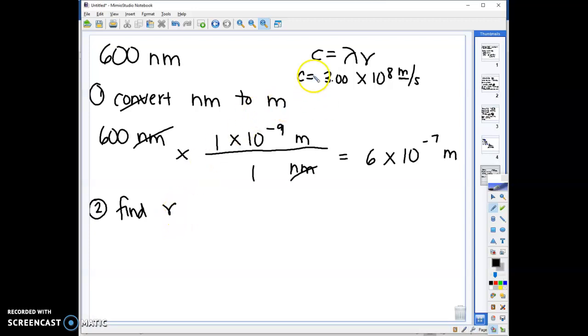In order to do that, I'm going to use my formula, c equals wavelength times frequency. But I need to find my frequency, so I'm going to have to rework this equation. So if I have c equals wavelength times frequency, but I need to solve for frequency, I'm going to divide both sides by wavelength, and so that cancels, so I'm left with c over wavelength is equal to frequency.